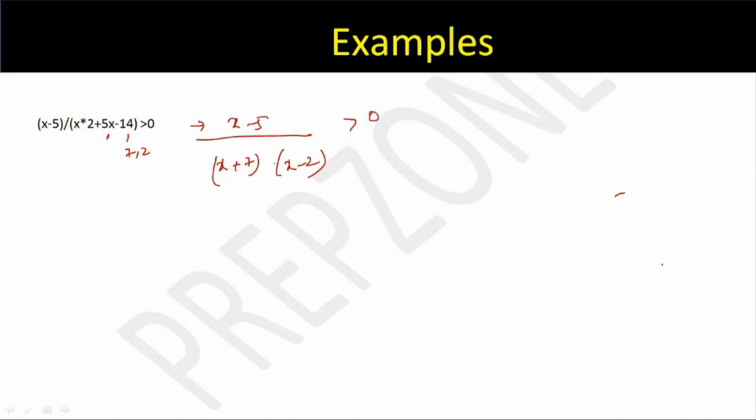Greater than 0. Of course, you want it to be positive so that you can cross multiply. So you multiply it with x plus 7 and x minus 2. I'm doing it like this so that in the exam, you don't write it again in a second line. Reduce the time. You can cancel it. The only thing is x can't be 2 and x can't be minus 7 because it is the denominator.